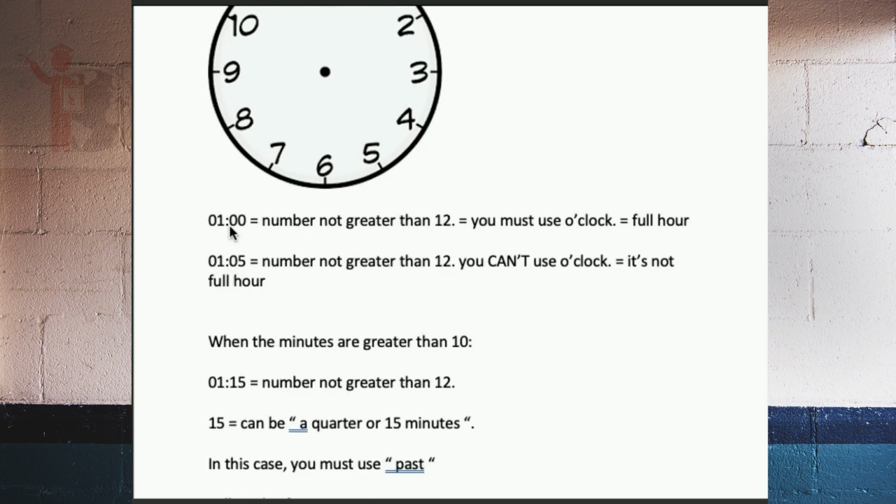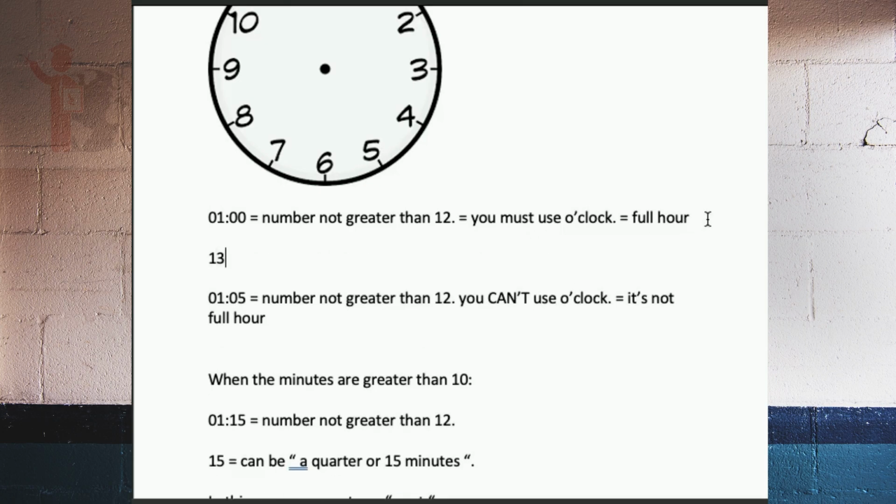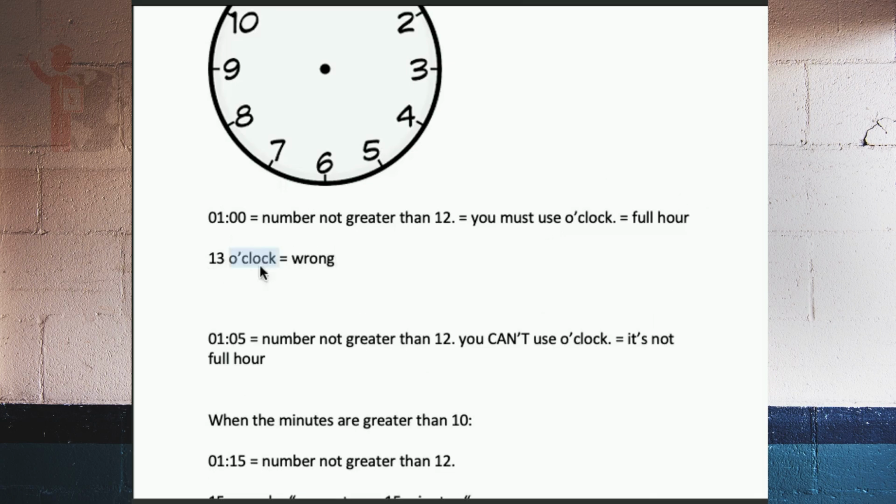Well, this one here, how much do I have here? How am I going to say this? The number here is not greater than 12, okay? So what I'm going to do exactly, it's a full hour, I must use o'clock, so I'm going to say it's 1 o'clock, okay? Don't say to me it's 13 o'clock, it's wrong. We can't use this. And o'clock we only use with 12s, our system.